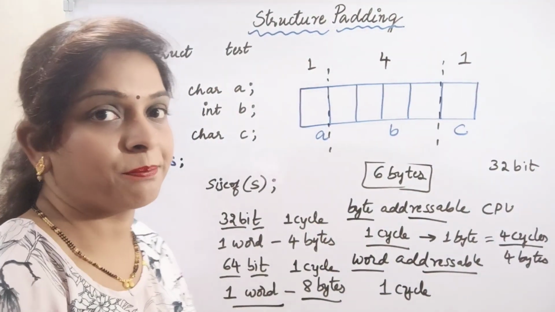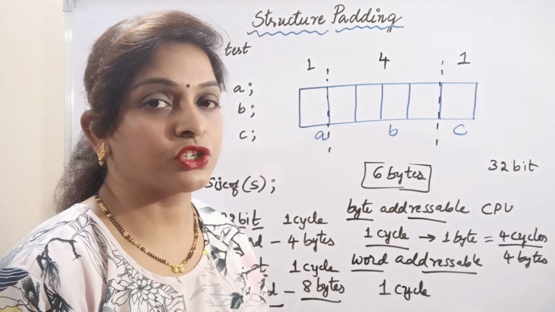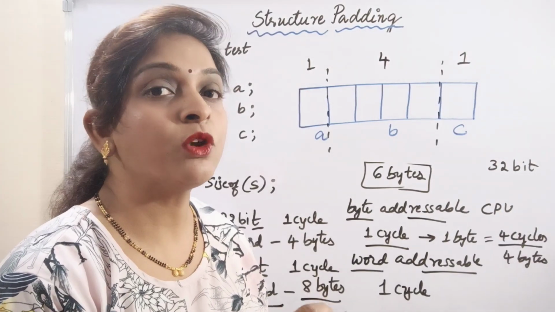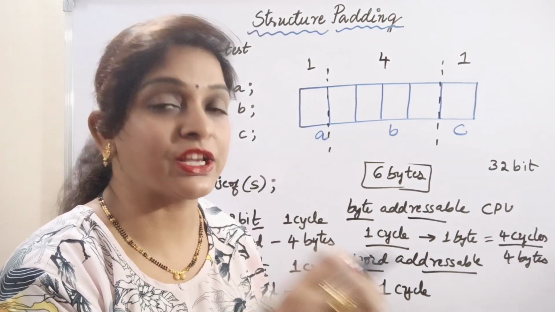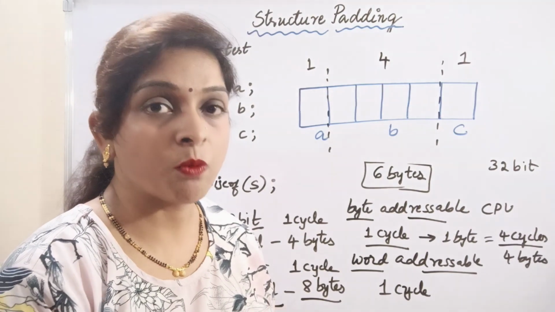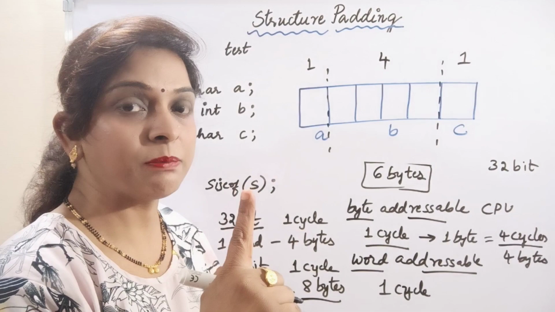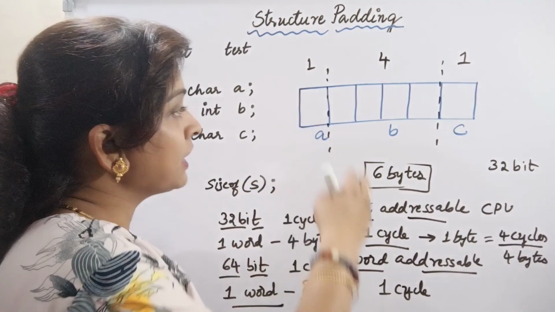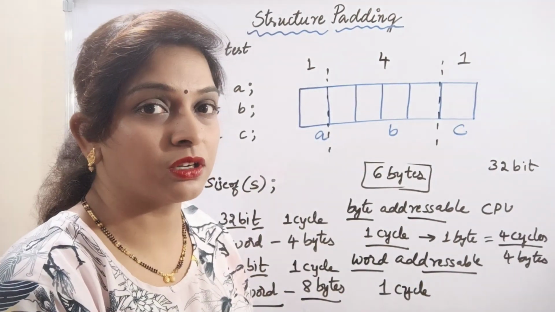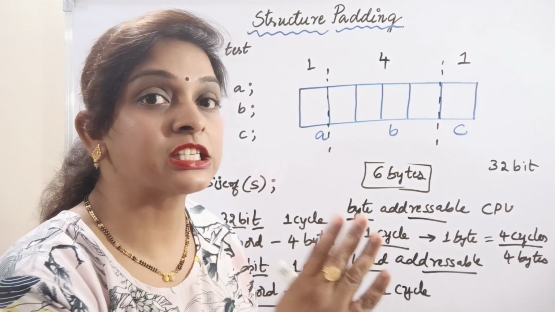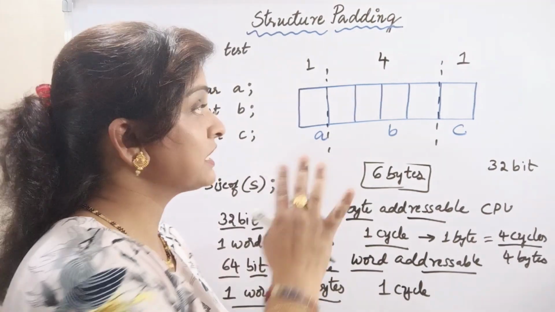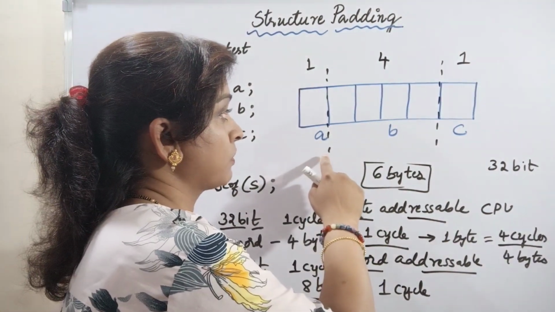Now what happens in this structure is that the memory will be padded with some extra bytes. When I say char, 1 byte, and then it has to access the integer, extra bytes will be filled here. So let us see that representation now.